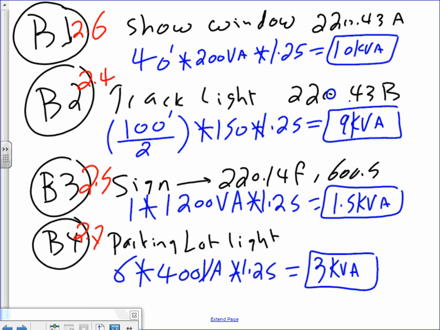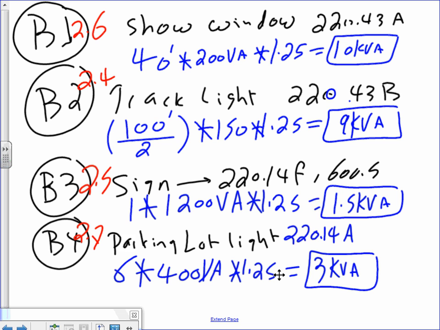Actually, I do have a reference that could cover this: 220.14a. Go to 220.14a and read the second paragraph. It says the outlets for specific appliances or other loads not covered in 220.14b through L shall be calculated based on the amp rating of the appliances or load served, right? It's not covered, so it's based on the amps. In this case, we have the volt amps. So that will be your reference, 220.14a.